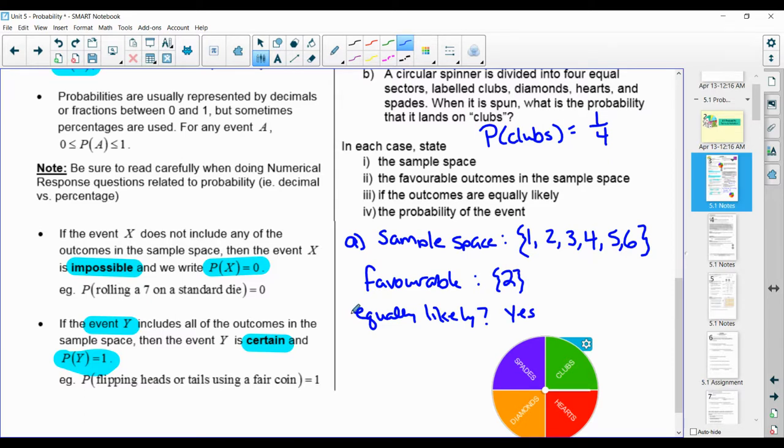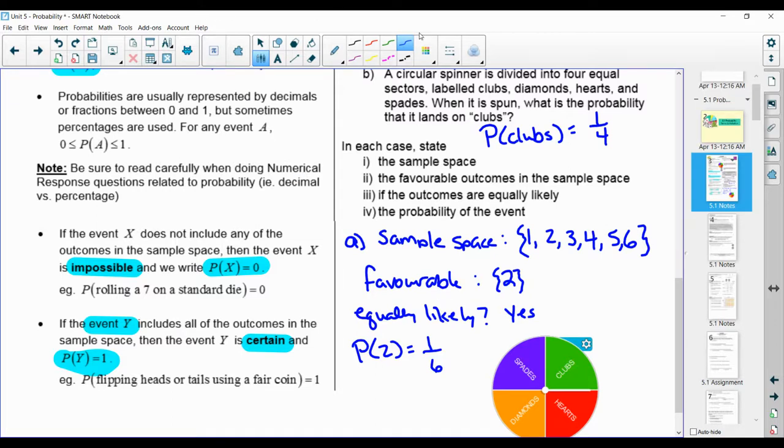A scenario where it might not be equally likely is if it wasn't a fair die, and for example, I had a 1, two 2s, a 3, a 4, and a 5 on there. Well, then it wouldn't be equally likely because I have more than one of a number on there. And then our probability we've already listed. Probability of getting a 2 is 1 out of 6.